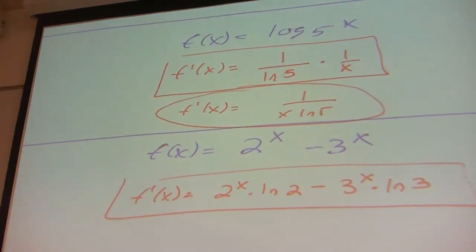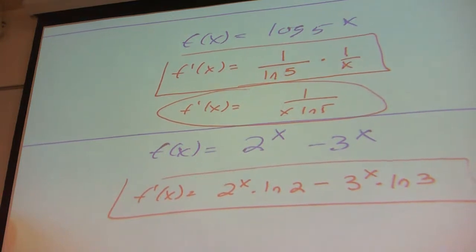So again, you have an appreciation for where they come from, but if they show up, you know what to do. Okay? Now we're just going to do 3 or 4 word problems, and we're done.